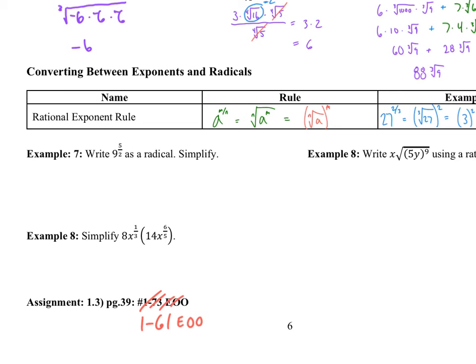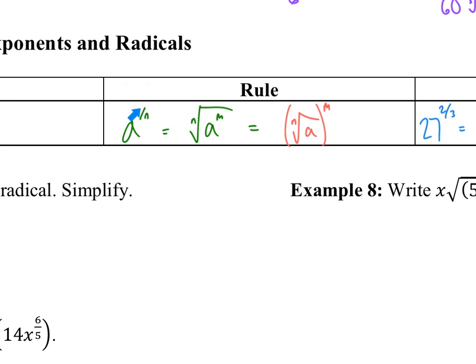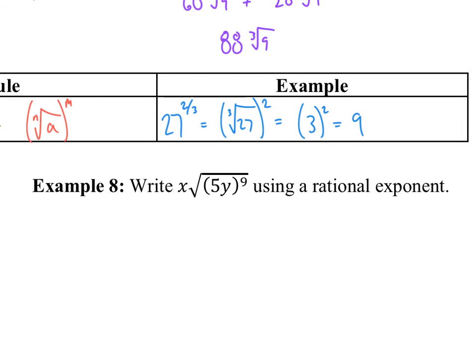So how do we deal with like 9 to the 5 halves power? Like, what the heck does that mean? So when you talk about fractional exponents, the denominator of the fraction is the index of the root, and then the numerator of the exponent is just the exponent. And so this would be the nth root of a to the mth power, or I really prefer it this way, where the nth root of a all to the mth power. So a different way of looking at it with numbers instead, usually a little easier.